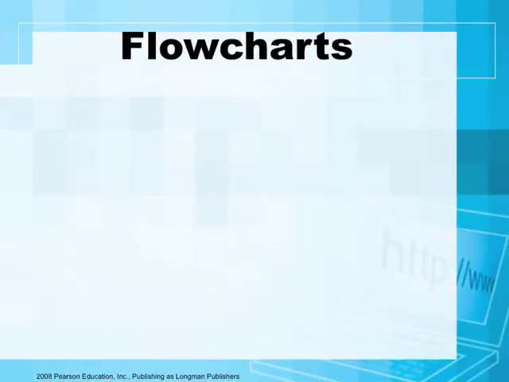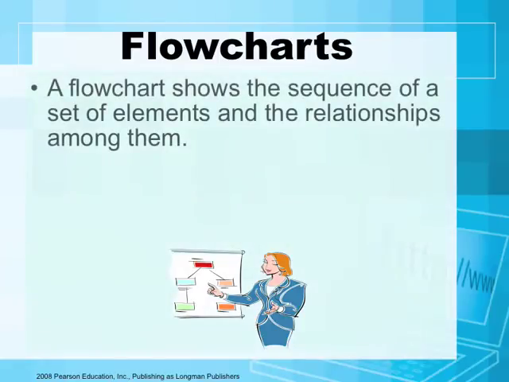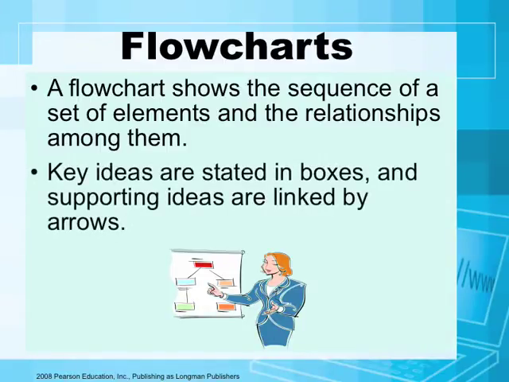Flowcharts, the final in the five. A flowchart shows the sequence of a set of elements and the relationships among them. So it's very visual. It's not very detailed, but it's a great representation of information on how one thing flows to something else. So you see this a lot in human resources, how to fill out an application, what steps to take, what classes to take at a university or college. Key ideas are stated in boxes, and supporting ideas are linked by arrows.